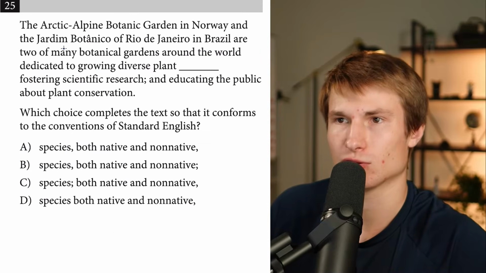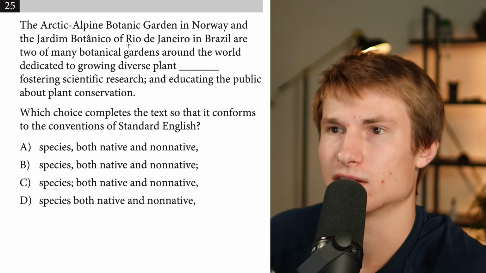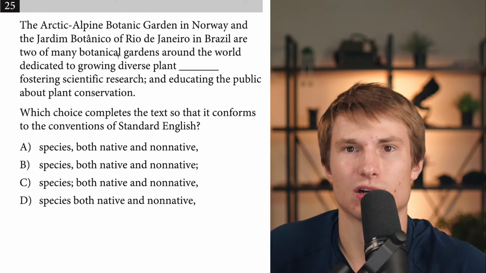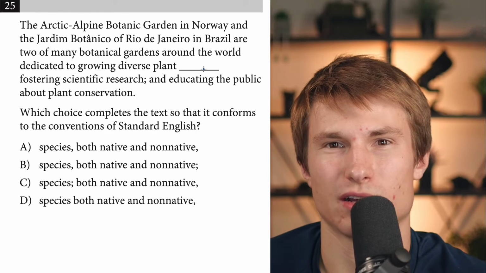Question 25. The Arctic Alpine Botanic Garden in Norway and Jardim Botânico in Rio de Janeiro in Brazil are two of the many botanical gardens around the world dedicated to growing diverse plant species.